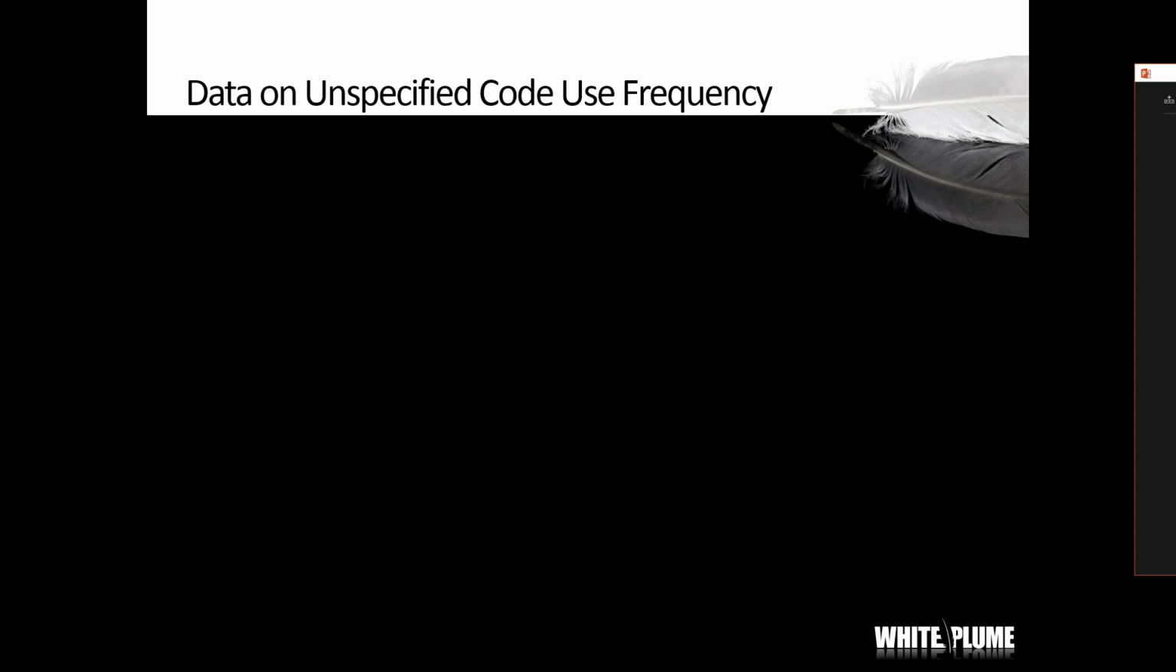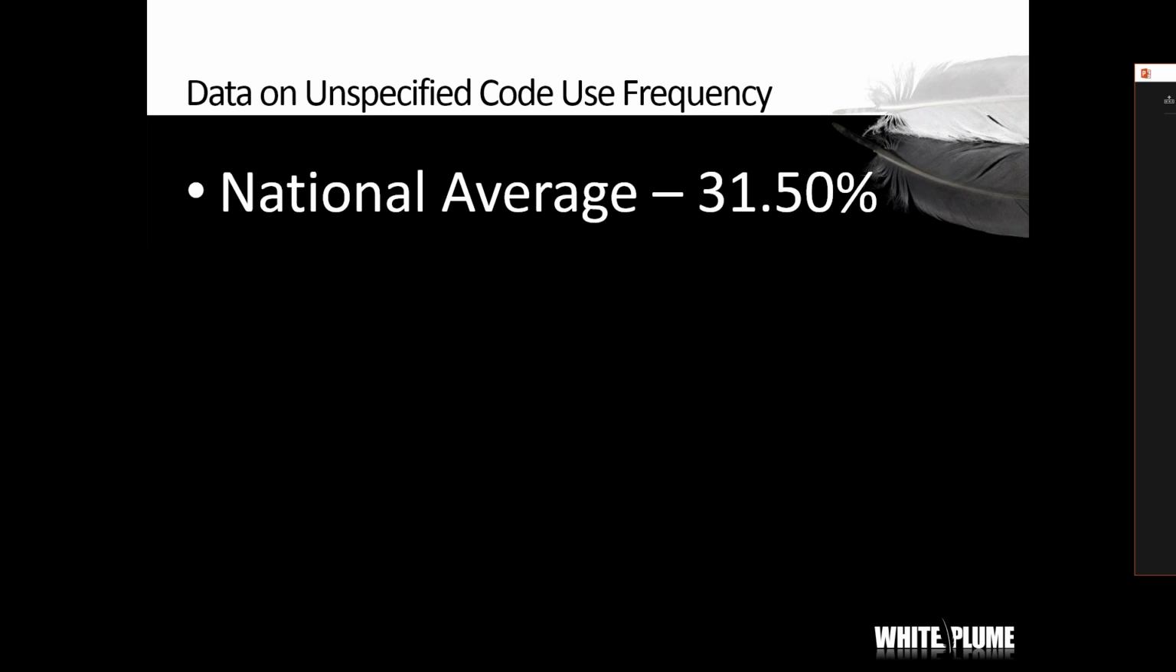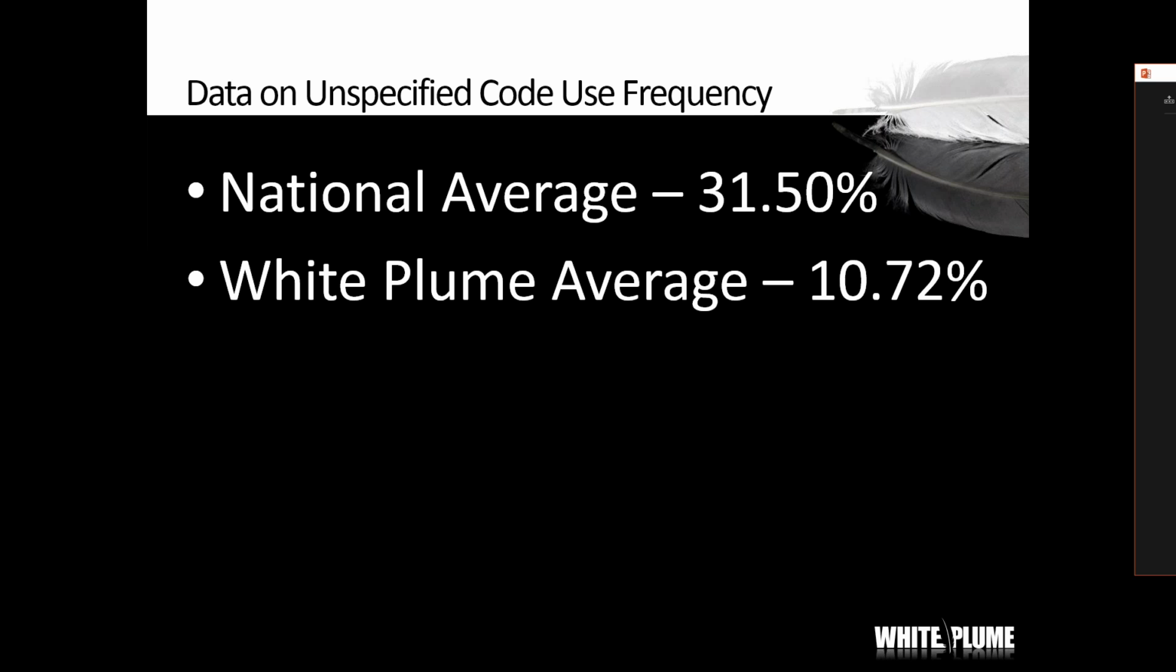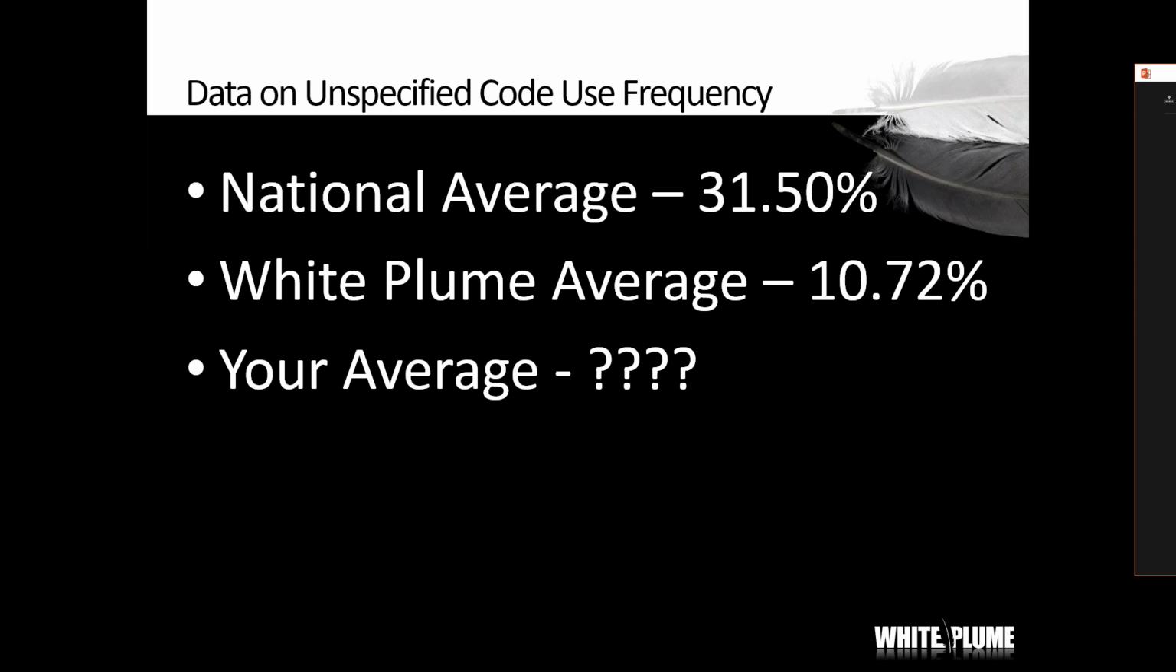Now, when it comes to data on unspecified code use frequency, the national average that we have access to right now is that people are coding about a third, not quite a third, of their codes that are going out as that unspecified category. On the average, our White Plume customers look like they're less than 11%. Your average, I don't know.